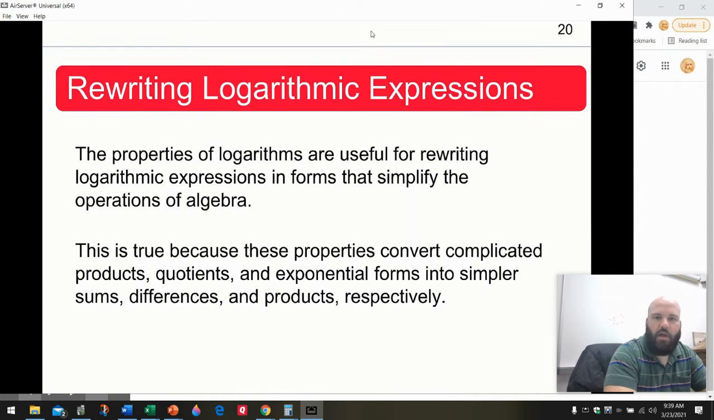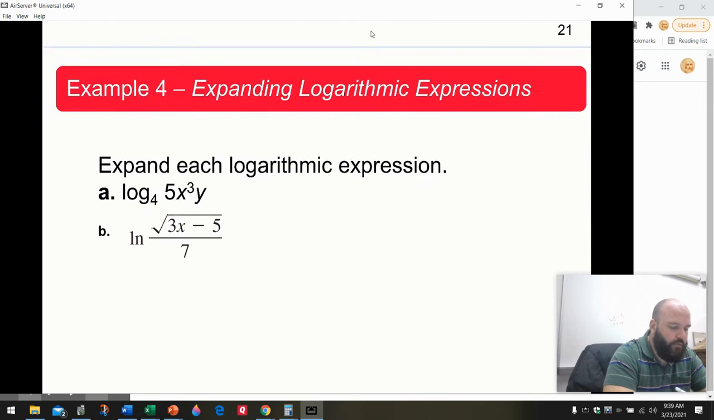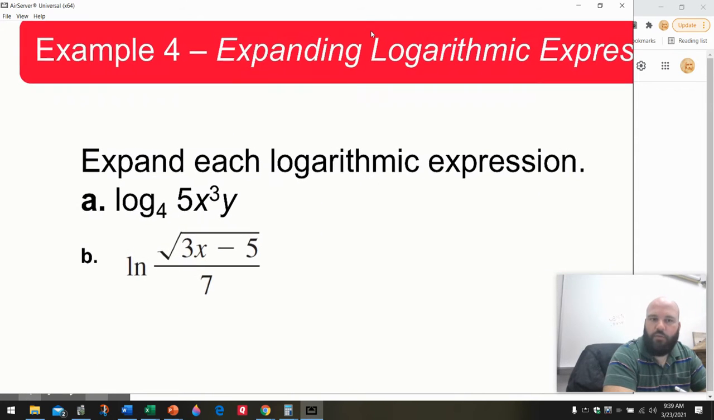So the properties of logarithms are useful for rewriting logarithmic expressions in forms that simplify the operations of algebra. And this is true because those properties convert complicated products, quotients, and exponential forms into simpler sums, differences, and products, respectively. Now, the thing to keep in mind is sometimes these problems might not look easier. They might actually be expanded out, but then by expanding them out, it will allow us to sometimes calculate these without the use of a calculator, like you saw in a previous video. So there's two examples that I'm going to go over today.